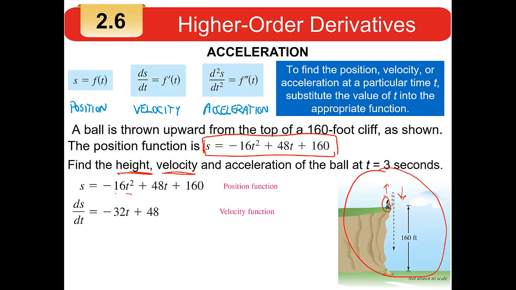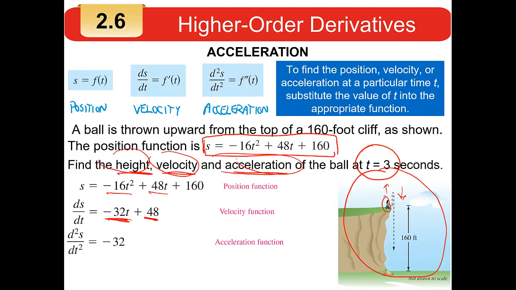So the derivative of negative 16t squared is negative 32t. The derivative of 48t is 48. And finally, when I want to deal with acceleration, I have to take the second derivative, which is the derivative of the velocity. It's the second derivative of the position function. So the derivative of the 48 is just going to be 0, but the derivative of negative 32t is negative 32. So now I can go back and evaluate each of those at t equals 3, and that'll give me the 3 answers they're asking me to find.